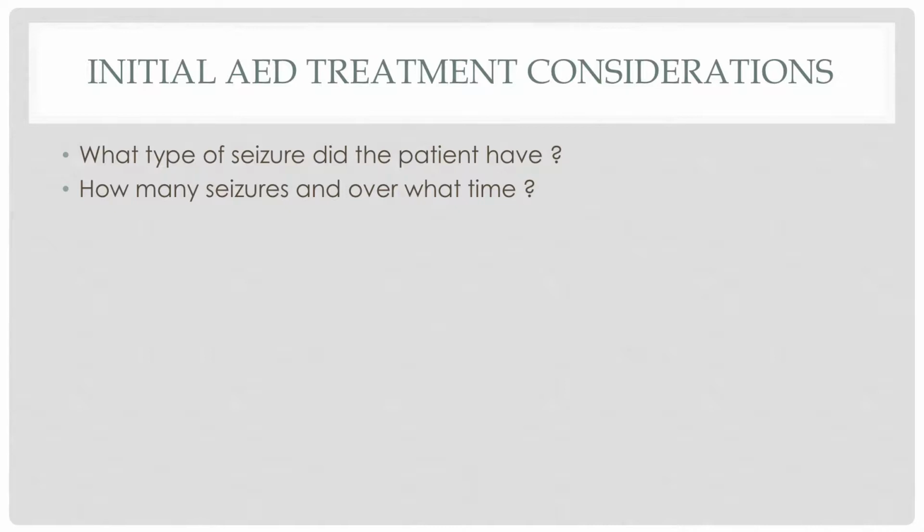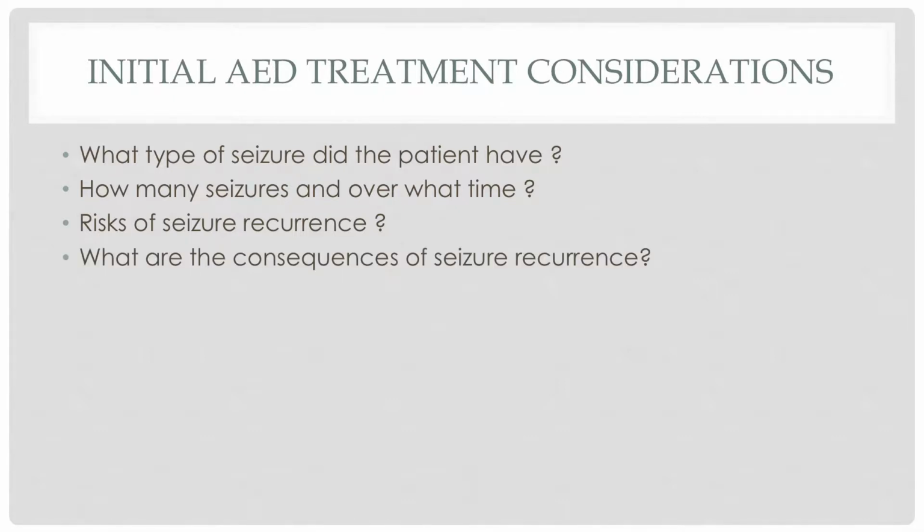So we need to take in consideration these factors. What type of seizure did the patient have? And how many seizures and over what time? We also need to consider the risk of seizure recurrence and what are the consequences of seizure recurrence. A patient who is in a nursing home may not need to be on seizure medication right away, whereas a pilot or a truck driver might need to be on seizure medication. So we need to take into account those factors.